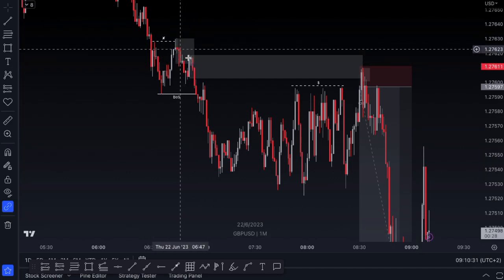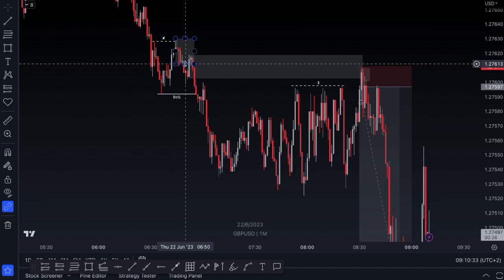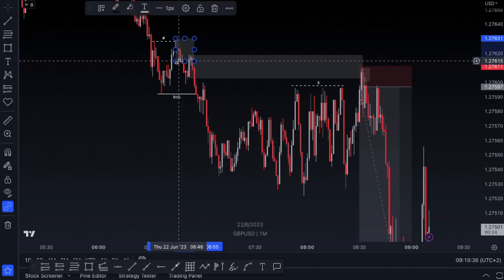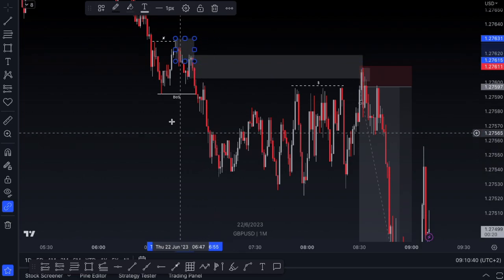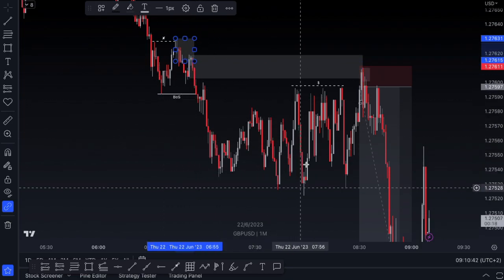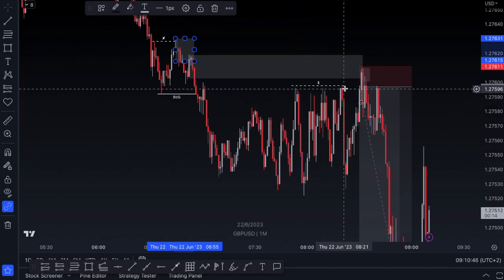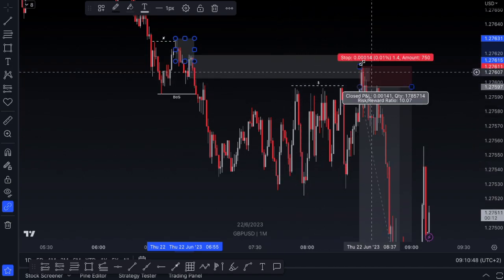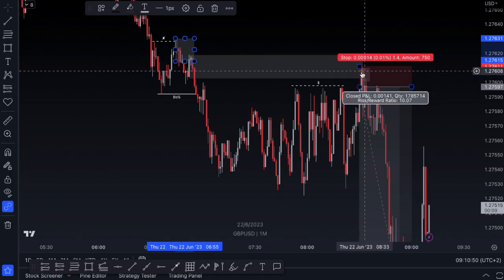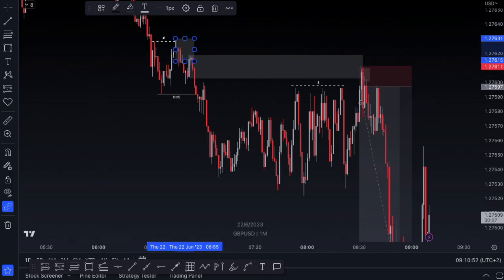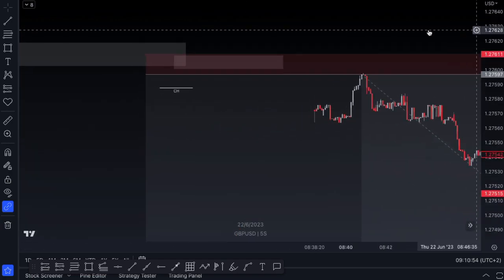And then we can say it did mitigate the 0.5 over here. Somewhere like here it would be 0.5. Mitigated between the 0.5 and 0.6. Did a break of structure, went in a bit of complex pullback, created some liquidity over here, tapped the zone. And when it tapped the zone, I was looking for an entry.